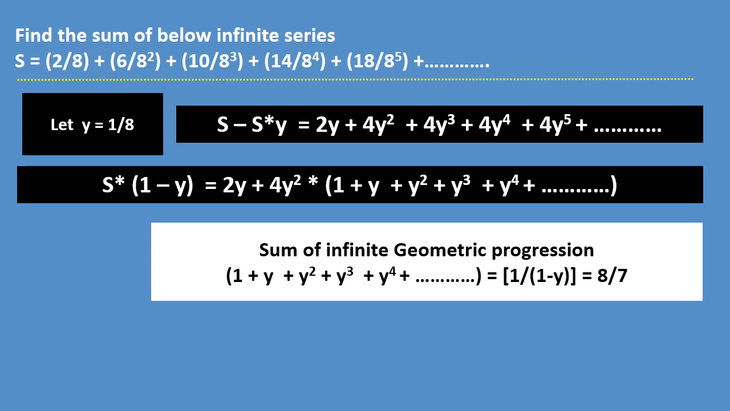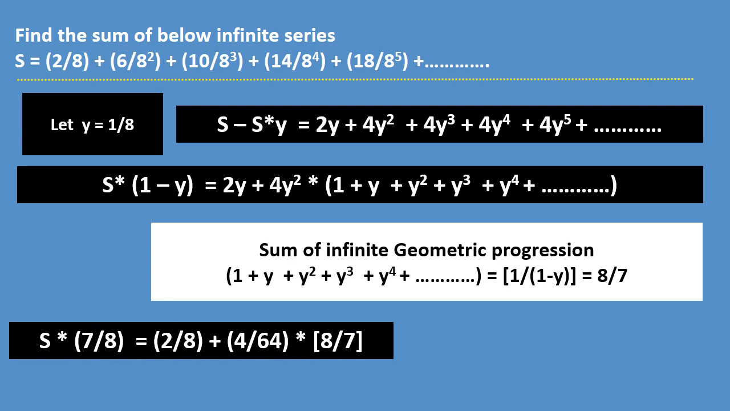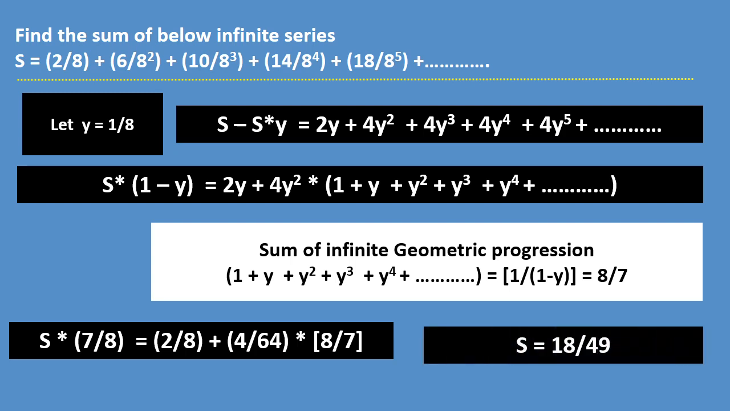Substituting this value as well as y back into the equation, we will get S·(7/8) is equal to 2/8 + (4/64)·(8/7), which means S is equal to 18/49.